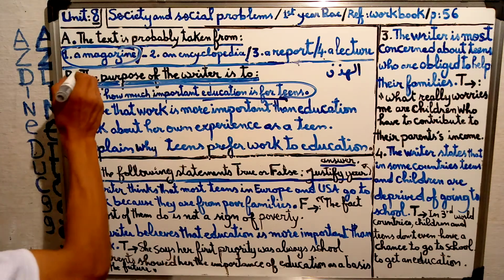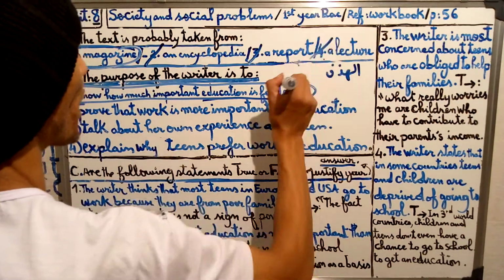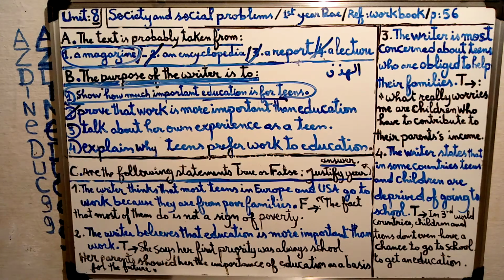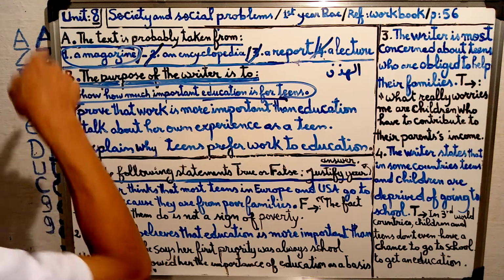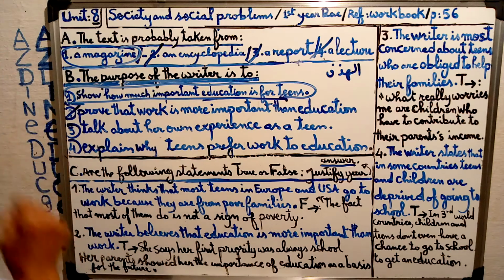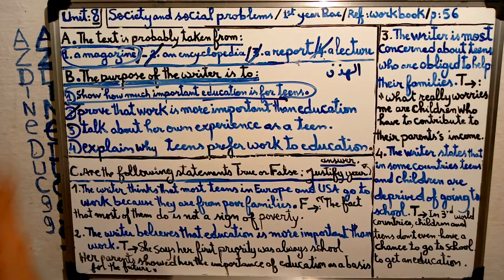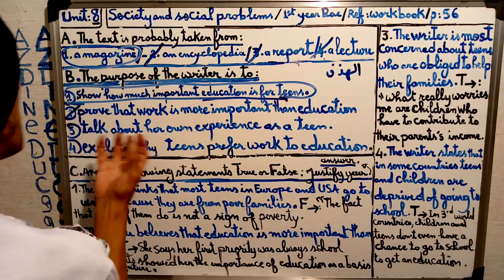The purpose is not to prove that work is more important than education. ليس الهدف هدف الكاتبة هو إثبات أن العمل أكثر أهمية من التعليم، ليس بصحيح. I repeat that this is the correct answer: number one, the purpose of the writer is to show how much important education is for teens, and it's not to prove that work is more important than education, neither to talk about her own experience as a teen. وليس أيضا للحديث عن تجربتها الخاصة كمراهقة.